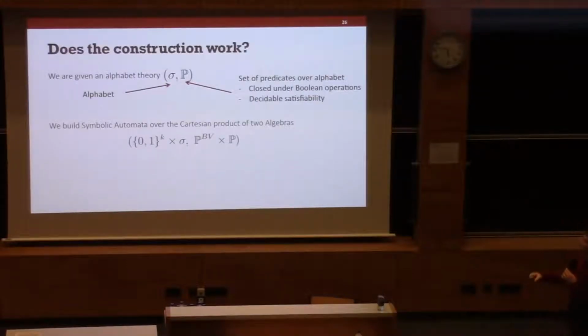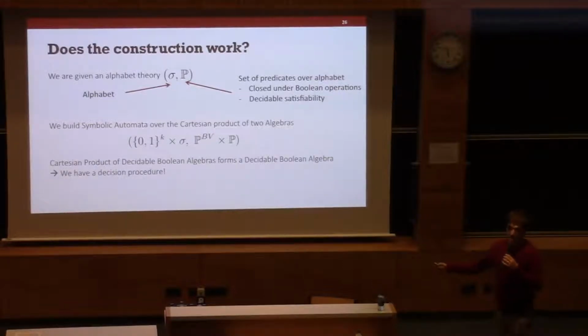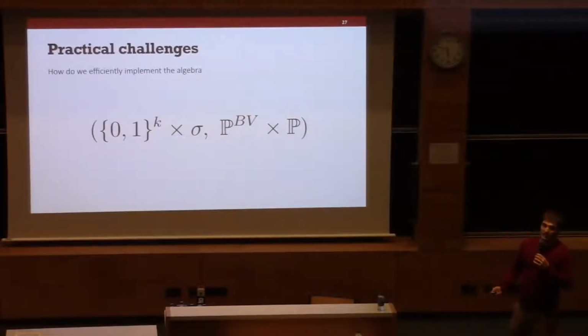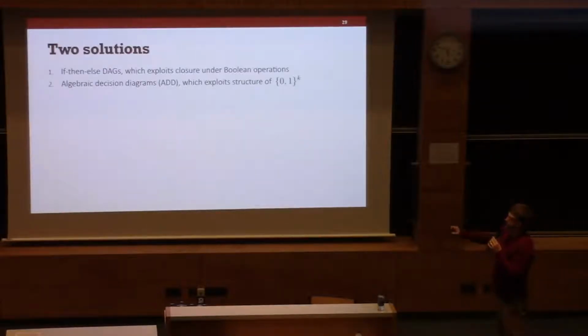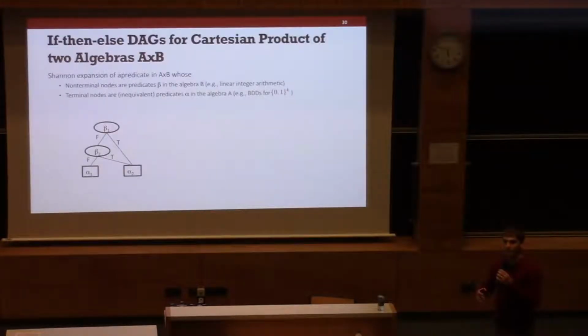So does this work? Well, we changed the alphabet, and we're working over a new alphabet that is the Cartesian product of two alphabets. So the question is, is that still a decidable Boolean algebra? Is it still a theory we can work with? And the good news is, yes, the Cartesian product of two decidable Boolean algebras is also a decidable Boolean algebra. And one of the tricks is how we implement it, and I realize I'm slightly running out of time. So we have essentially two implementations that are based on a notion of binary decision diagram in some sense, but modulo theory.